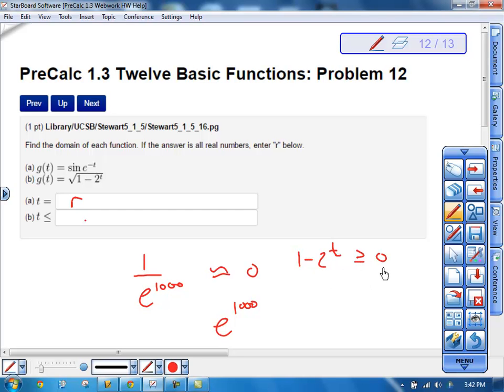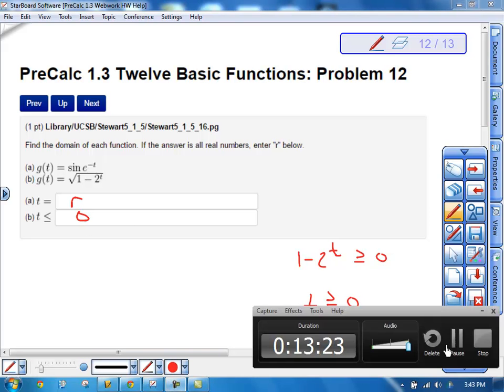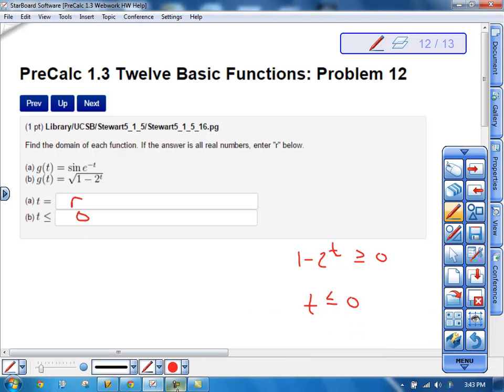It's a little bit tricky. But it turns out that for this one, t has to be less than or equal to 0. Because if you solve this, you subtract 1, you get negative 2t greater than or equal to negative 1. Divide by negative 2, and you change the sense of the inequality. Now, what would you raise 2 to get 1? That'd be 0. So t has to be less than or equal to 0.